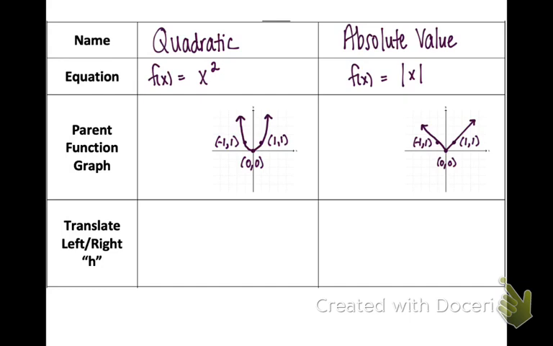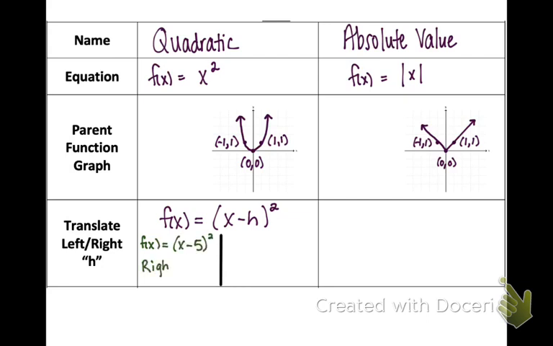Okay, now we're going to look at what the equation would look like if we move our graph left or right. So starting with quadratic, if we were to move our graph in a horizontal direction, left or right, we would have a value inside with the x. So notice that it's inside parentheses, and it's with the x. So I always want you to remember that that's what goes left and right. So let's look at 2 examples.